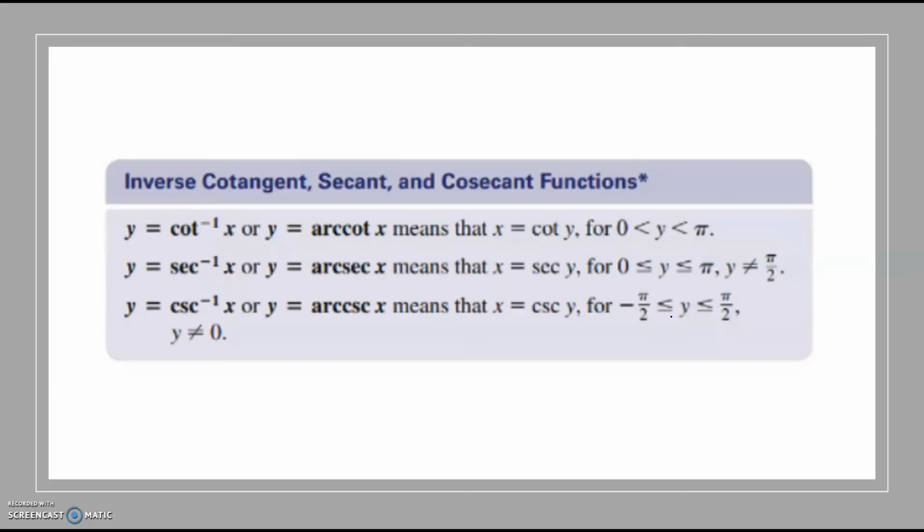And so we also have inverse cotangent, inverse secant, and inverse cosecant. Basically they have similar ranges. The inverse cotangent has a range from 0 to pi. The inverse cosecant has a range from negative pi over 2 to pi over 2. And then the inverse secant has a range from 0 to pi, except for the fact that it can't be pi over 2. Okay, and so these are just the inverse cotangent, inverse secant, and inverse cosecant summed up.